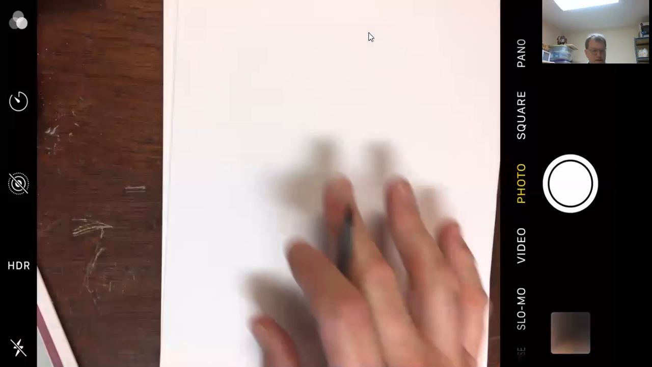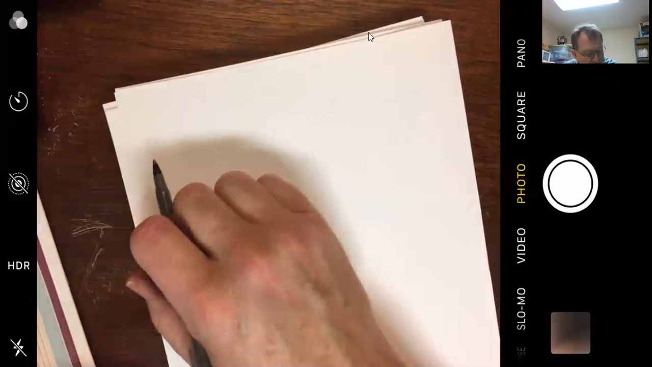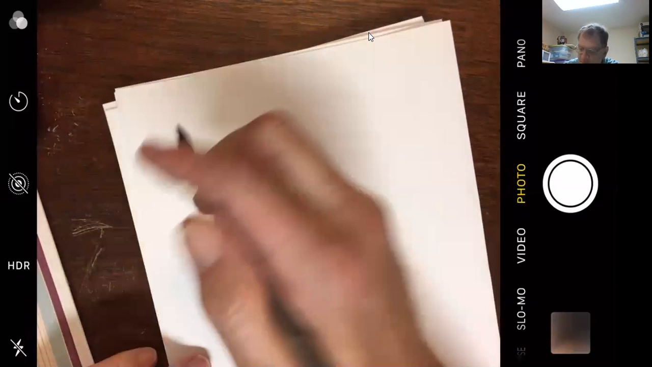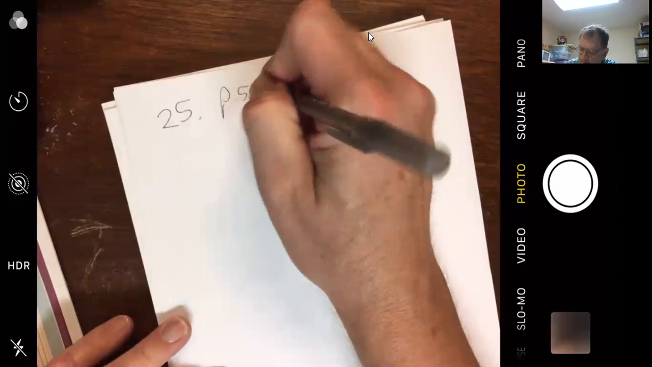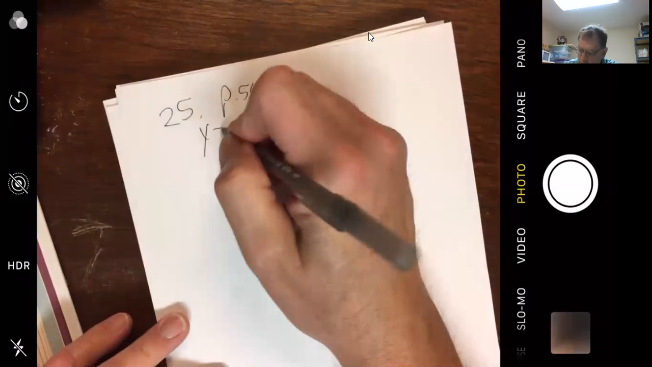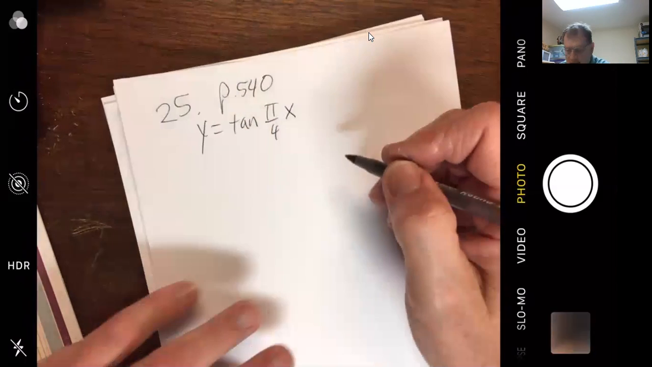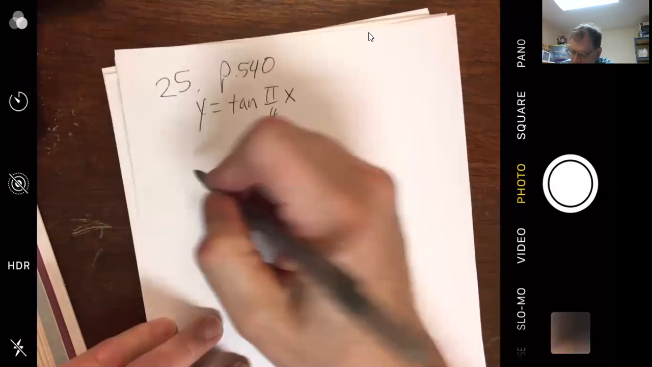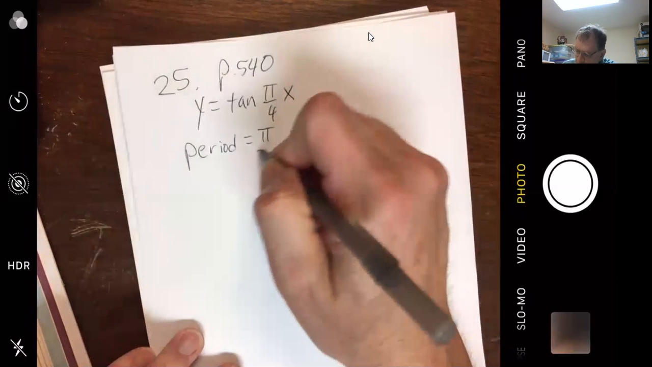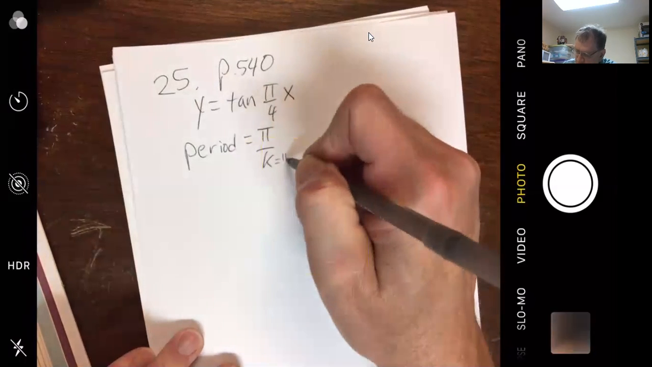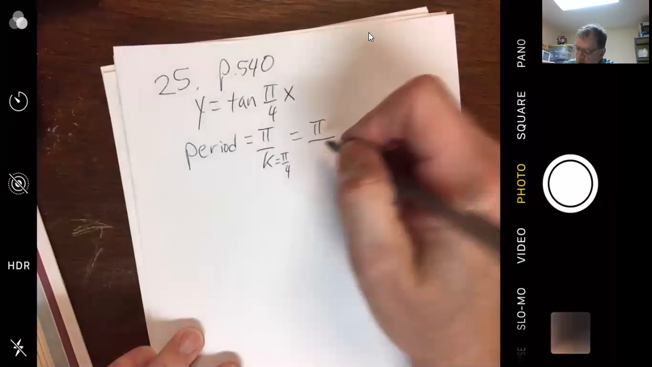All right. Why don't we pick one? Let's see, that's the secant. Why don't we pick one like 25, on page 540. Y equals tangent of pi over 4 x. And they want the period. Pi over k, and that's equal to pi over 4. So we get pi over 4.